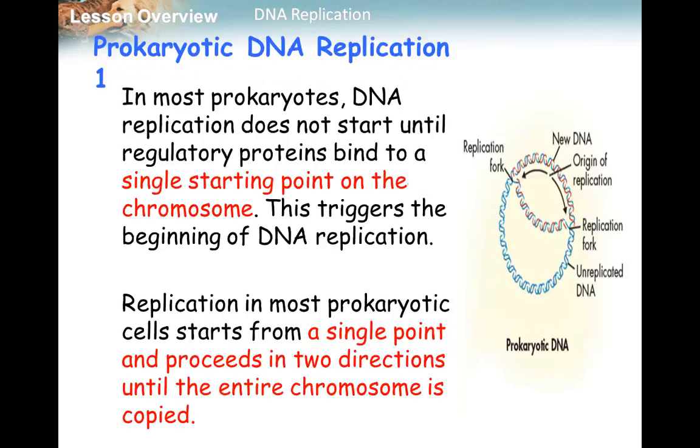In most prokaryotic cells, DNA replication does not start until regulatory proteins bind to a single starting point of the chromosome. This triggers the beginning of DNA replication. Replication in most prokaryotic cells starts from a single point and proceeds in two directions until the entire chromosome has been copied. So, one point and two directions.